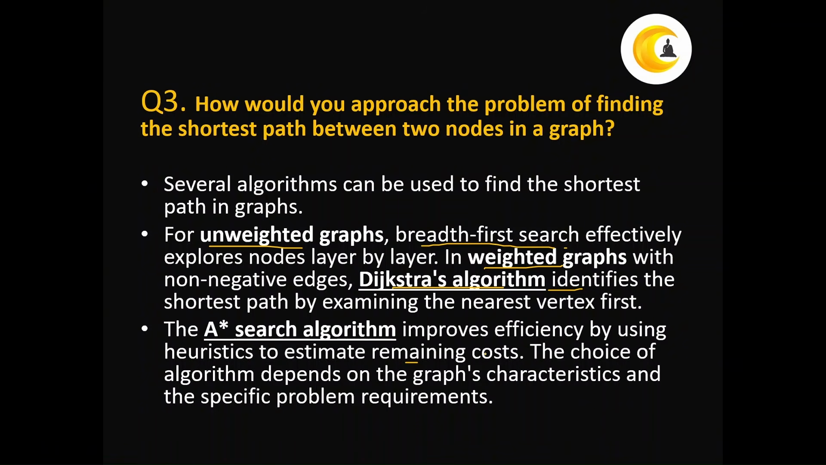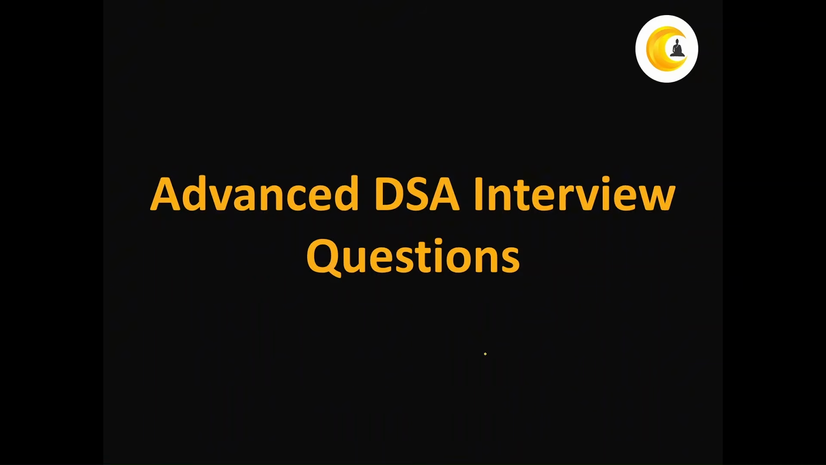Okay, so you can use these three techniques to find your shortest path. First, BFS for unweighted, Dijkstra's for weighted, and you can use the A* search algorithm to improve efficiency, which basically uses a heuristic estimate of the remaining cost. Okay. With this, we have completed our intermediate questions.